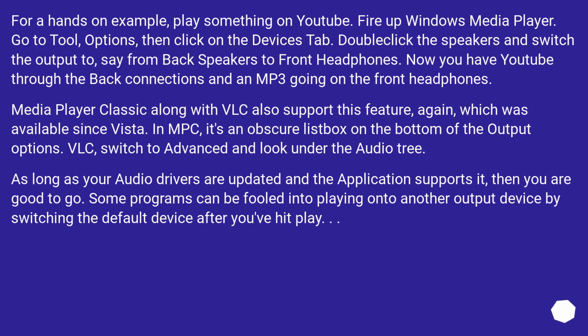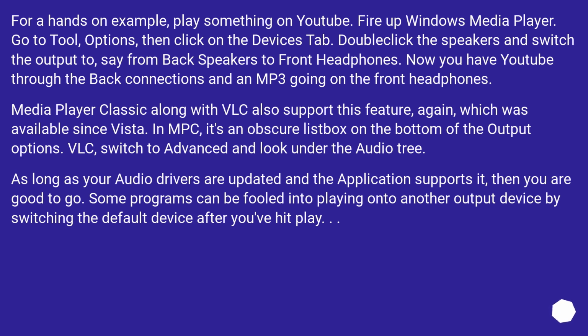For a hands-on example, play something on YouTube. Fire up Windows Media Player. Go to Tools, Options, then click on the Devices tab. Double-click the speakers and switch the output from, say, back speakers to front headphones. Now you have YouTube through the back connections and an MP3 going on the front headphones.